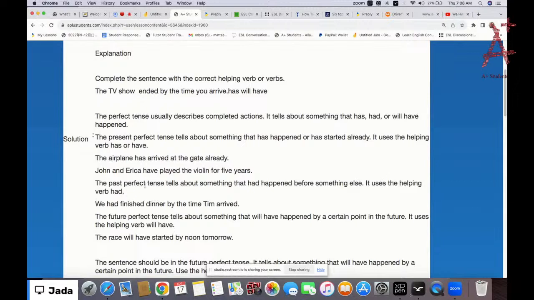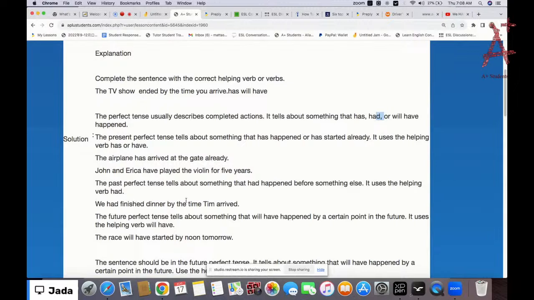It uses the helping verb had. So take note that the past perfect tense uses had, present perfect tense uses has or have, and then perfect tense uses has, had, or will have happened. Okay?